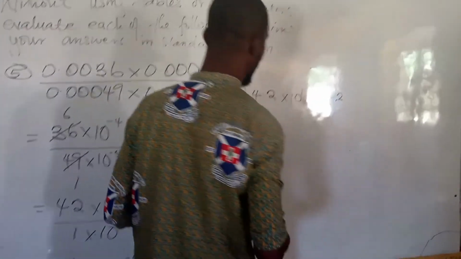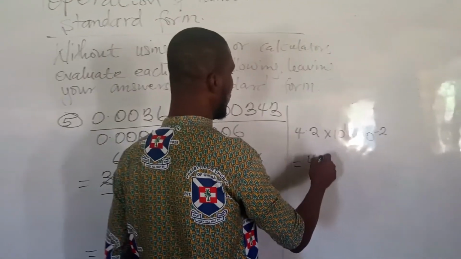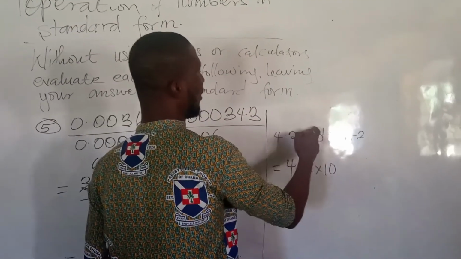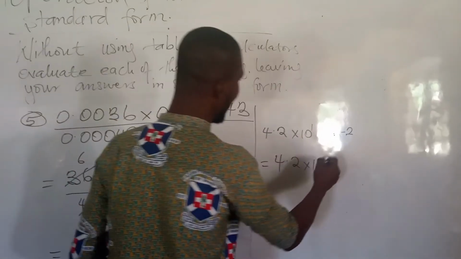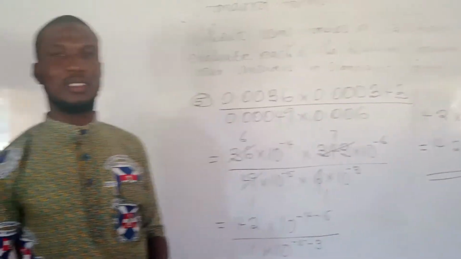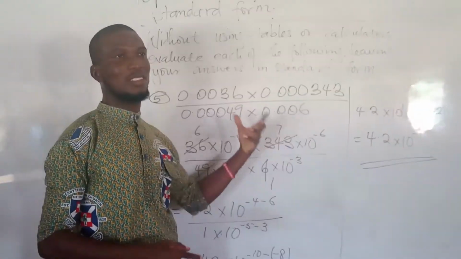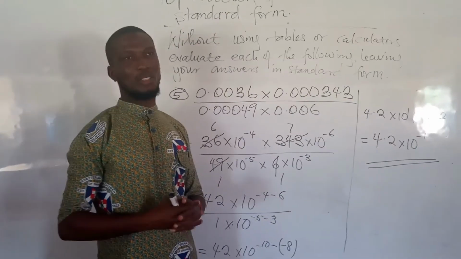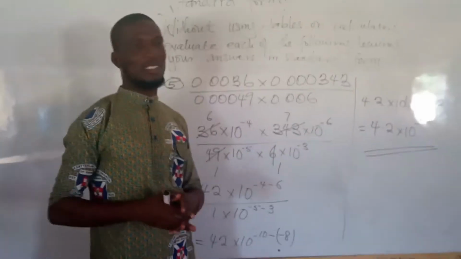So 10 exponent negative 2, and that will give us 4.2 times 10 exponent 1 minus 2, which is plus, but the second term is negative. So 1 minus 2 is negative 1, and that becomes our final answer. So this is how we can work these type of fractions where the numbers are in decimals and we are asked to work them out and leave our answers in standard form.